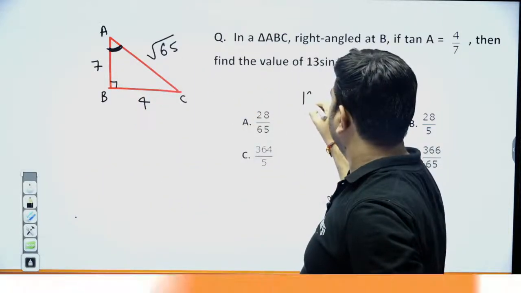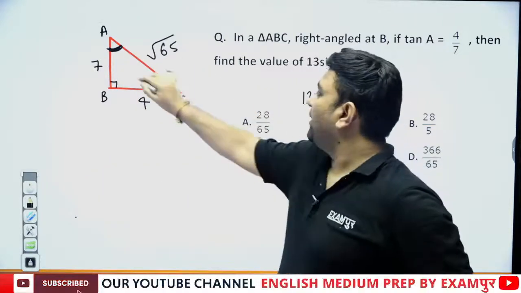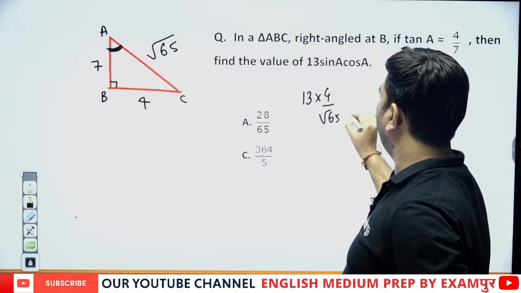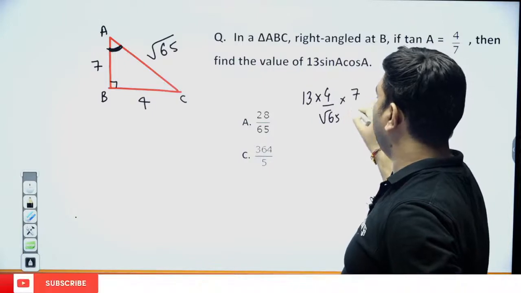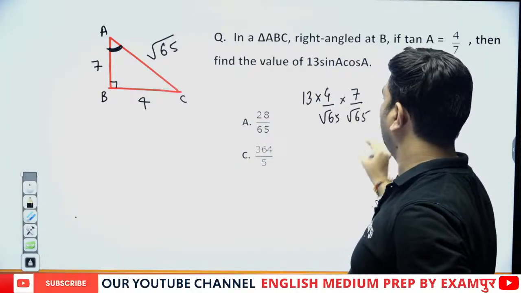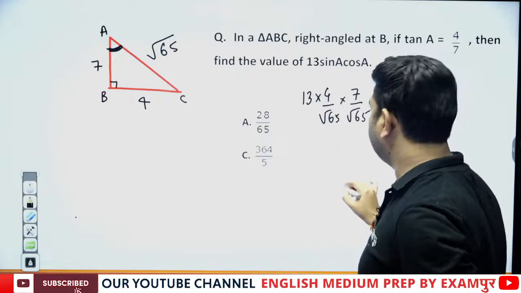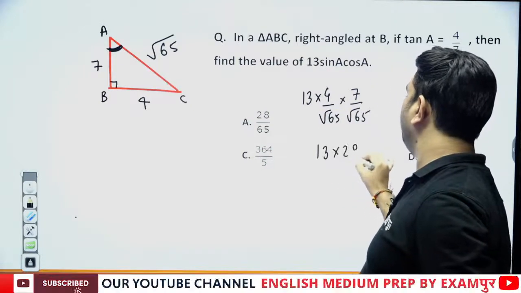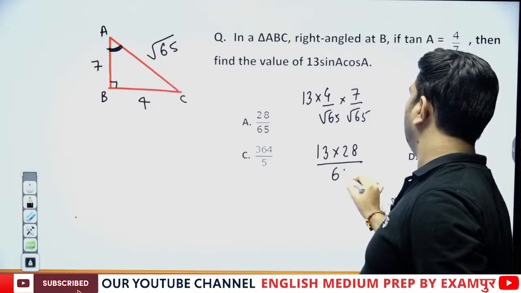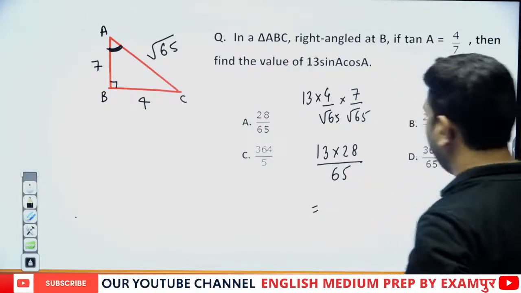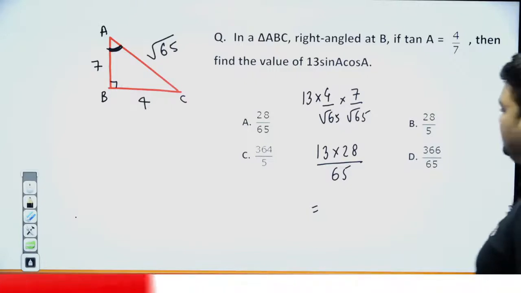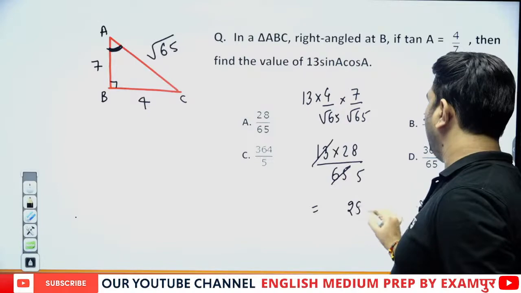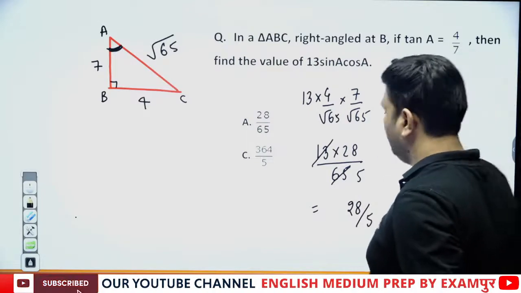What is sine A? Perpendicular over hypotenuse, 4 by root 65. And what is cos A? Base over hypotenuse, 7 by root 65. This is becoming 13 into 28 divided by 65, so 13 into 5 is 65. The answer is 28 by 5.